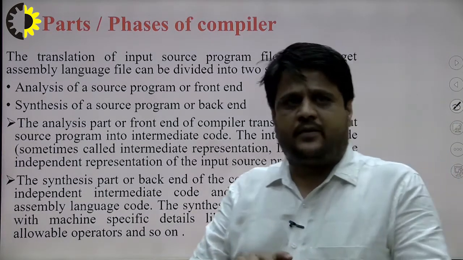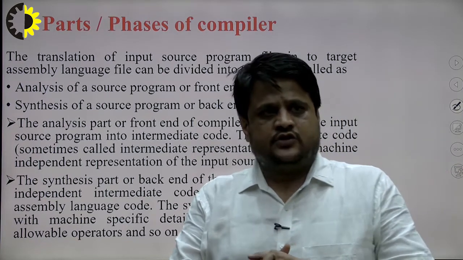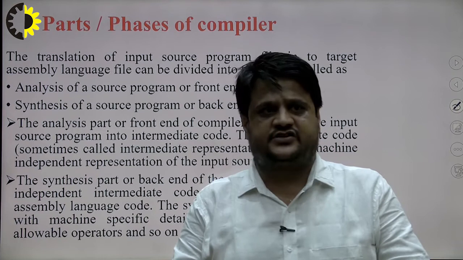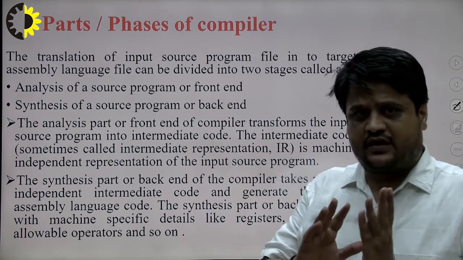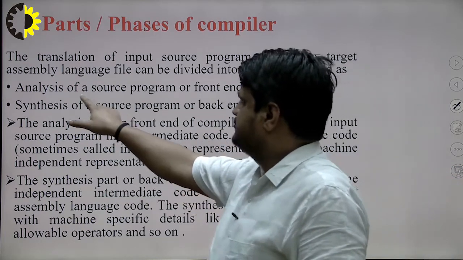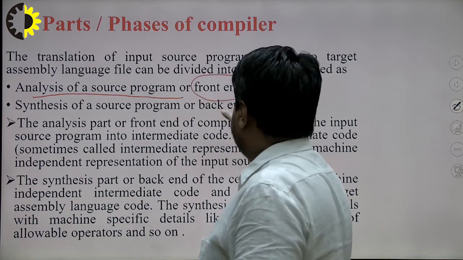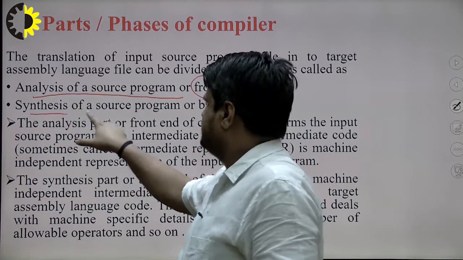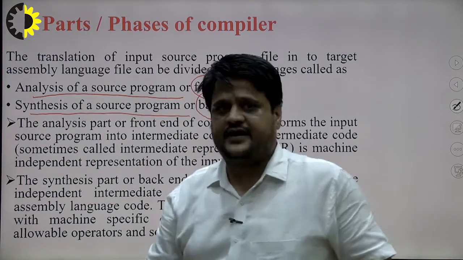Now we will move on to the parts or the phases of a compiler. Basically, the translation of the input source program file into the target assembly language file can be divided into two stages, or you can say two parts. The first is known as analysis of a source program. It is also called the front end of a compiler, right? The second one is the synthesis of the source program. This is also called the back end of the compiler, right?